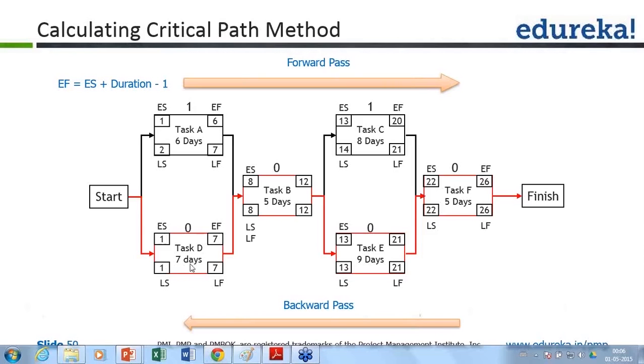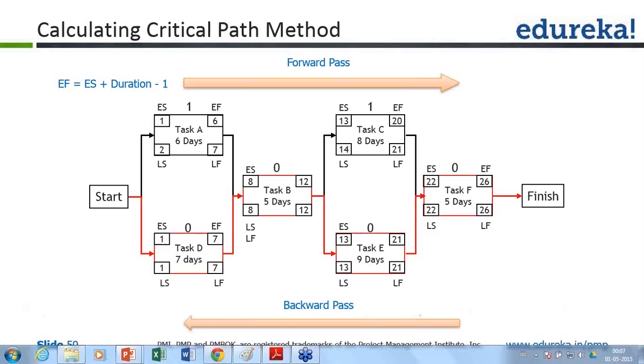Okay, so Rory has a question. Task A and task C each have float of 1. Okay, I got your point. So when I say calculate the total float does not mean that you're going to do this 1 plus 1. No. We do not calculate for the total float for the entire project.